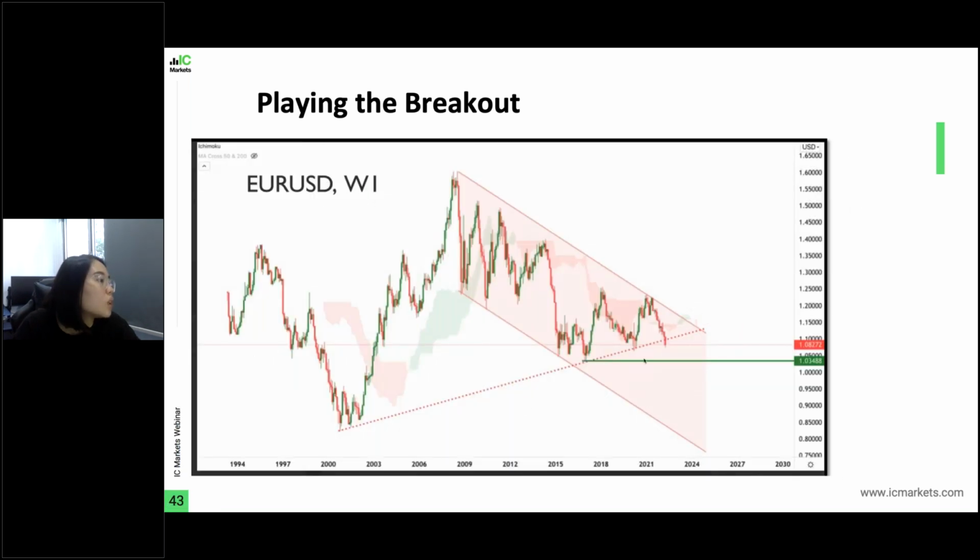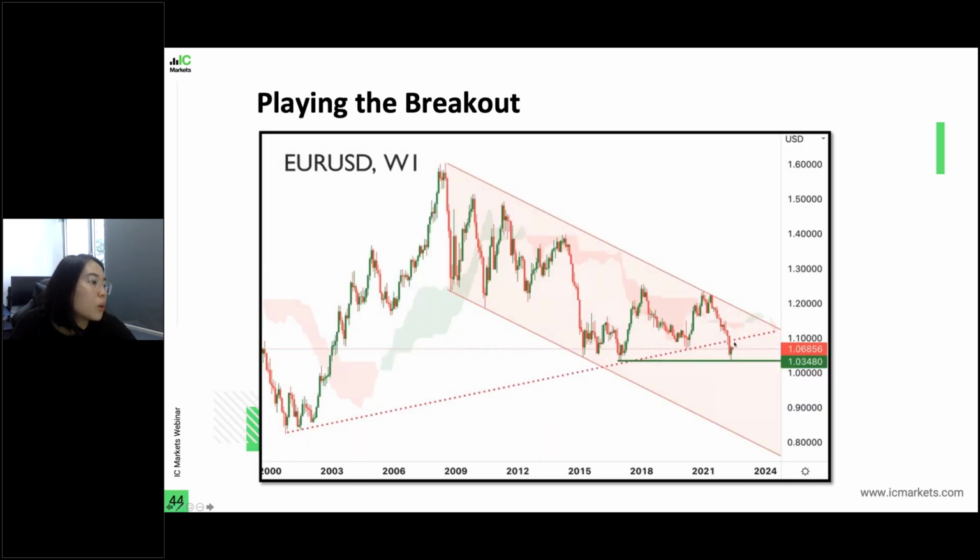Okay, so playing the breakout. With a breakout, you want to look at how to play it. You want to wait for price to break this trend line. Then you want to wait for price to break this horizontal line. That's your first confirmation, second confirmation, and then you can get in for the sell here. Okay, this is a good way to play a breakout.